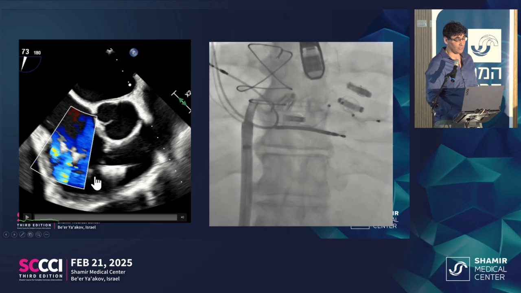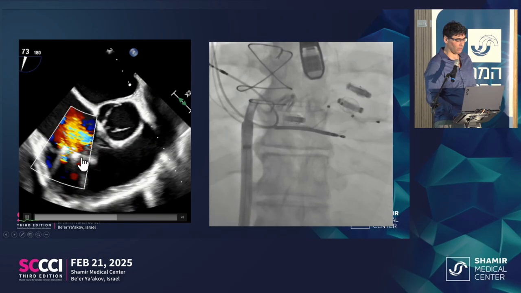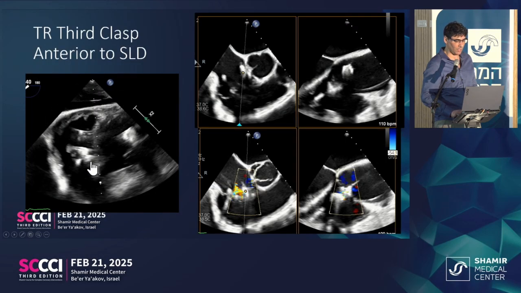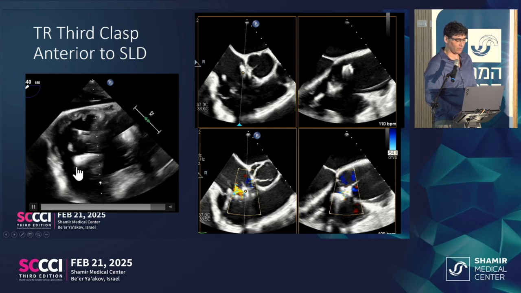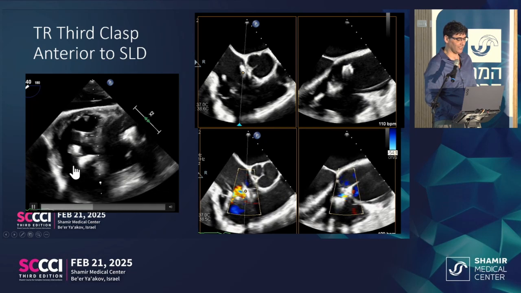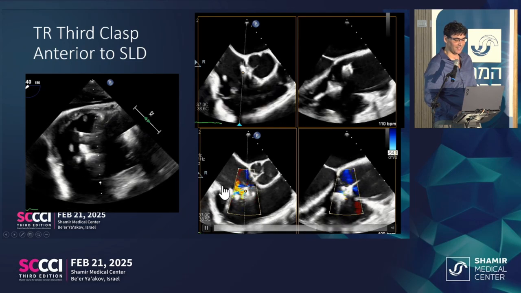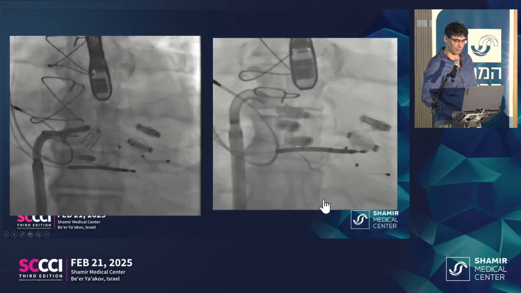And then we said, okay, let's try to put one just above it, meaning anteriorly to it, in order to help it work. As you can see, we still have significant DR. And then a third clasp is arriving. Now we are trying to come here. This is more anterior. Here you see we come on the anterior leaflet. Again, trying to hold it.